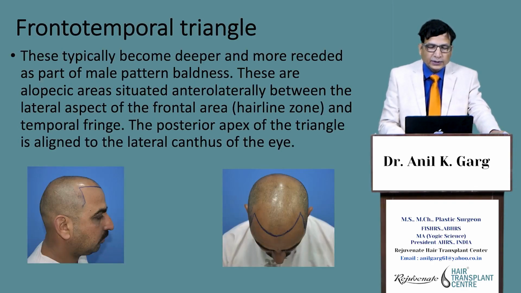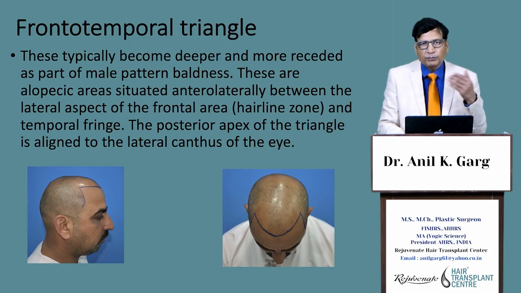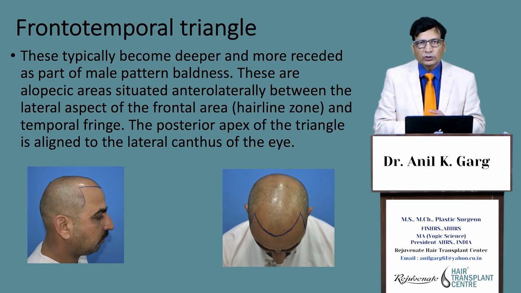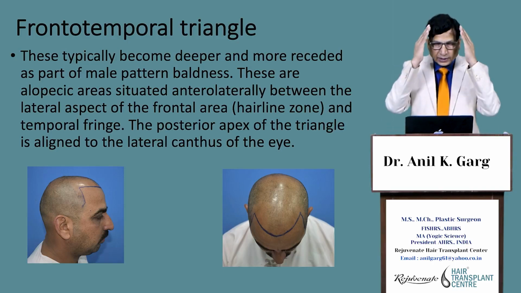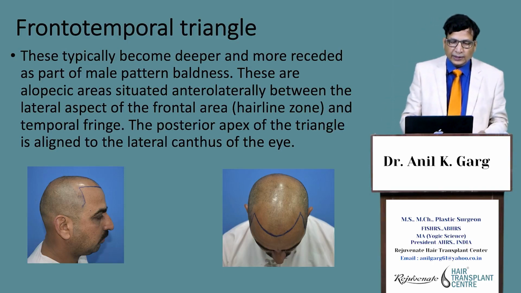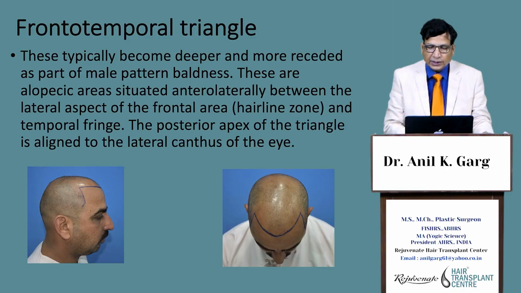Now we come to the frontotemporal triangle. These typically become deeper. The frontotemporal triangle areas are important in the AGA process of male pattern baldness, meaning that in male pattern baldness you see the receding of the frontotemporal area. So these typically become deeper and more receded as part of male pattern baldness. These are alopecic areas situated anterolaterally, lateral to the frontal hairline.